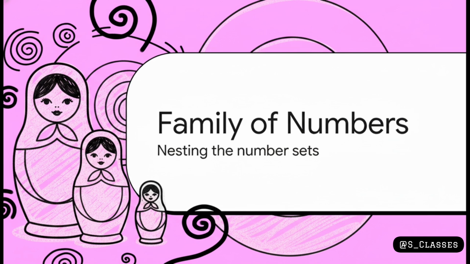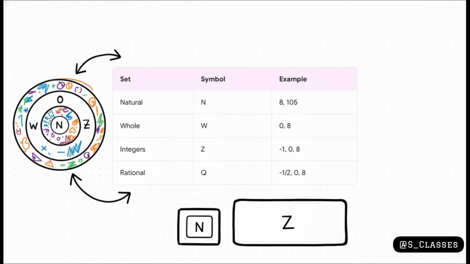Let's see how these sets naturally nest right inside each other. Okay, so you've seen those Russian nesting dolls, right? You open the first one, there's another inside, and then another. Well, the story of numbers works exactly like that. The smallest, innermost box is the natural numbers, represented by N, which just holds your basic counting numbers, things like 8, 12, 105. Now, if we toss a 0 into the mix, boom, the box expands. Now we've got whole numbers, or W.